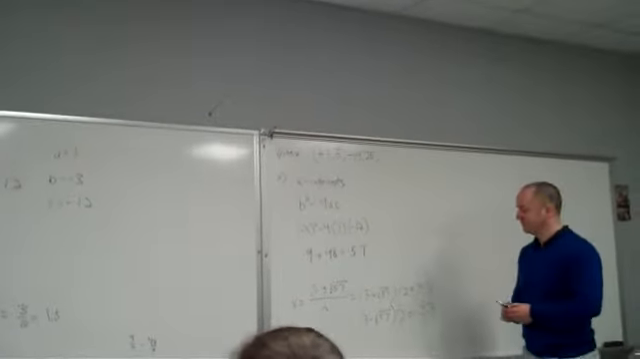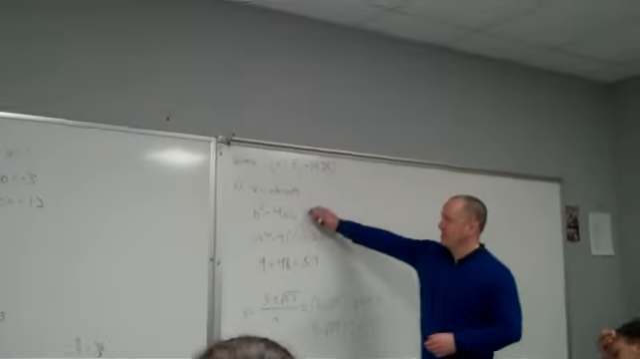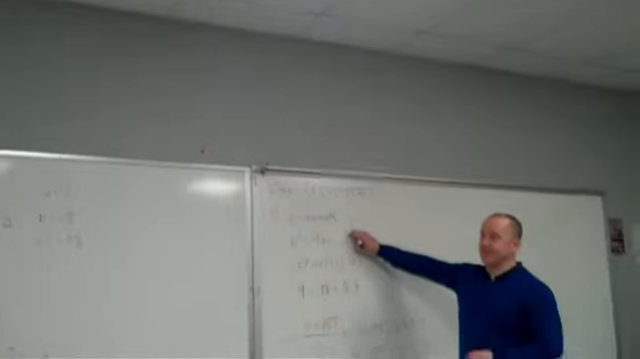And if it's a positive number, the parabola has 2 intercepts. Yes. If it's 0, it has 1 intercept. Right? Yes. And if it's negative, it has none.